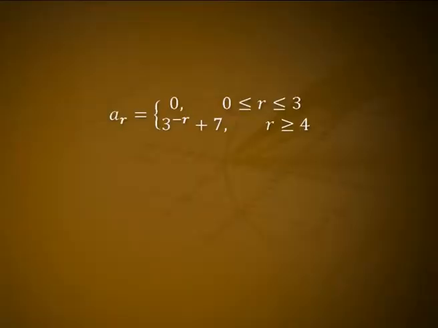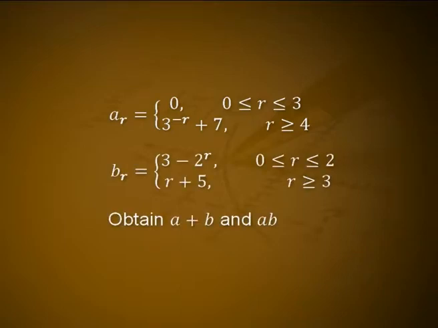Example 3. Let two numeric functions a and b be given by a(r) is equal to 0 for 0 ≤ r ≤ 3 and 3^(-r) + 7 for r ≥ 4. b(r) is equal to 3 - 2^r for 0 ≤ r ≤ 2 and r + 5 for r ≥ 3. Obtain a + b and a times b.